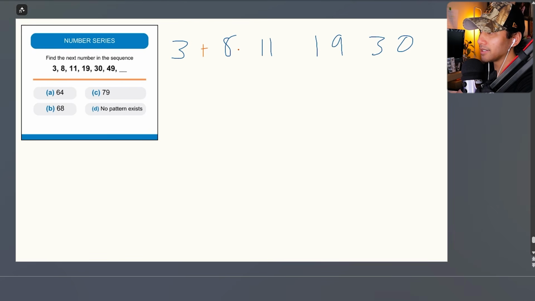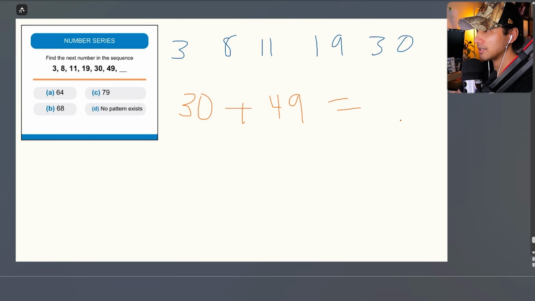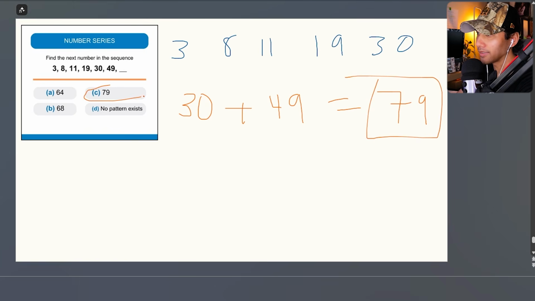3 plus 8 equals 11. 8 plus 11 equals 19. That's what's happening. There's your pattern. 11 plus 19 equals 30. And lastly, 30 plus 49, and I'll write that in orange, 30 plus 49 equals 79. Boom, guys. You got this.